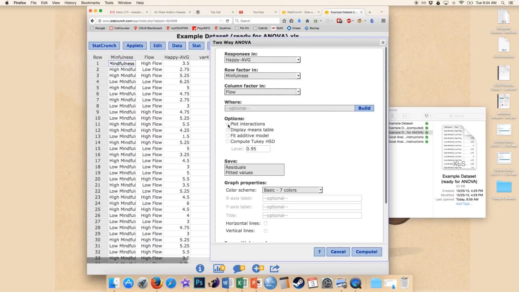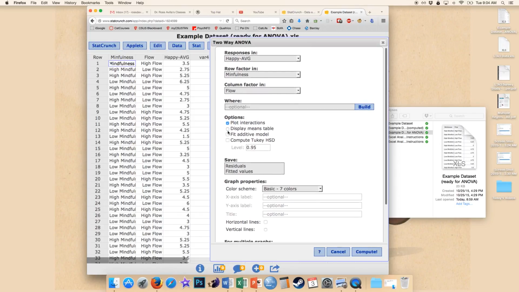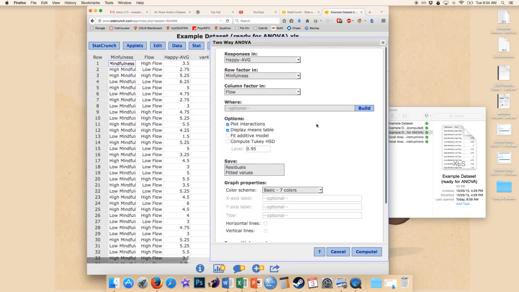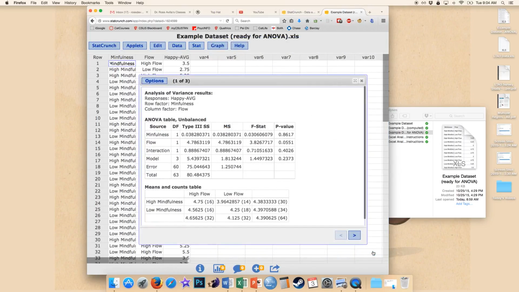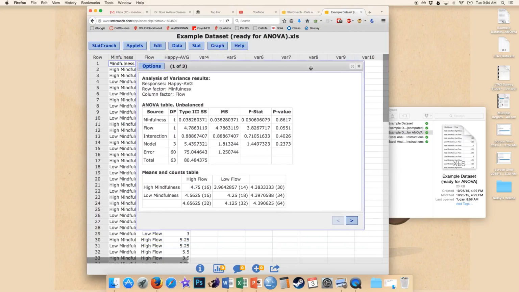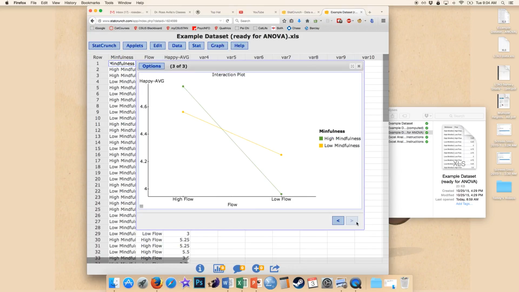And then just click Plot Interactions, so it'll create some nice graphs for us, and Display Means Table. So after you have that set up, you have your DV, your two IVs, and these two boxes checked off. Just hit Compute. It'll come up with a nice display here of all of our effects, as well as two graphs to display our effects.